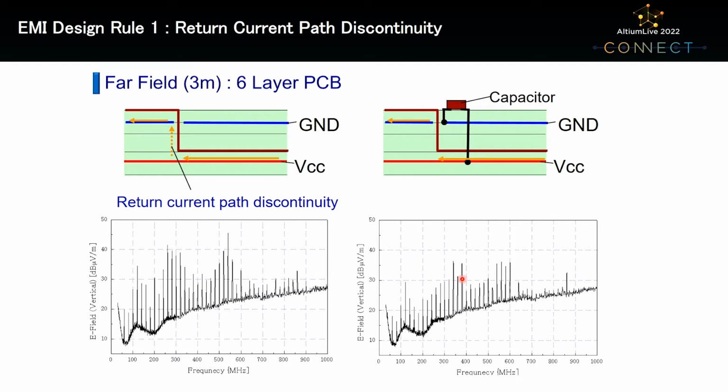How about adding a capacitor near the signal via? By adding a capacitor, the return current continuously flows through the capacitor. As a result, the radiation level becomes smaller than the left case. So it is important to keep the return path as short as possible by improving the layout pattern or adding a capacitor. That is an explanation of return current path discontinuity. EMI stream can automatically detect this layout pattern.